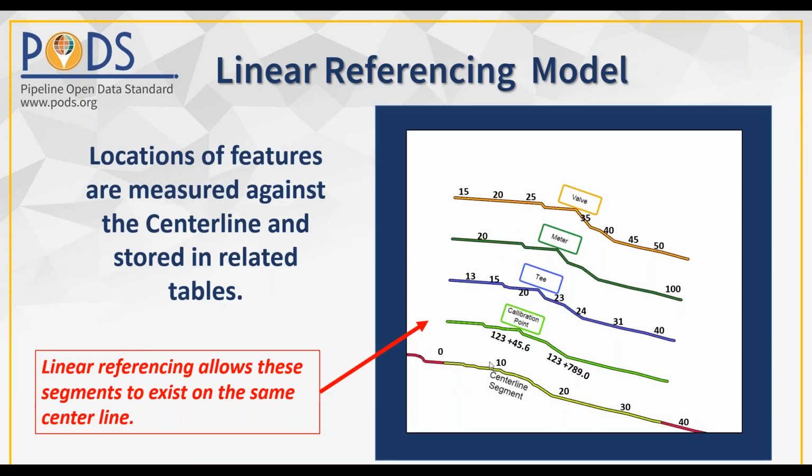So you're not ever really creating the scenario that you see on this next slide where you've got separate and distinct lines. All this is measured and calculated. The locations of calibration points and T's and meters and valves and so on are not stored in individual center lines. Everything is associated with one center line. And it's the linear referencing system that allows these segments to exist on the same center line using measured values.